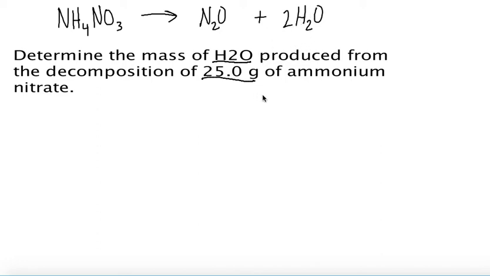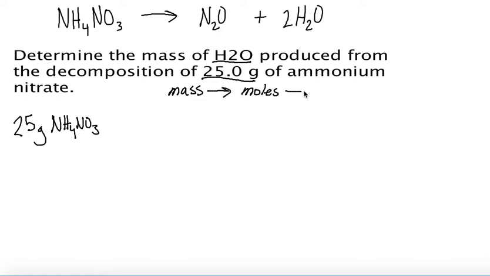So just like the previous problem, we're going to start off by writing out what we're given. We're given 25 grams of NH4NO3. And I want to convert this into grams of water. So the first thing I have to do, just like in the previous problem, we're starting with a mass of something. We're going to have to convert it into moles, and then out of moles into mass again. So from mass to moles, and then from moles to mass. So let's figure out how many moles of ammonium nitrate I've got.